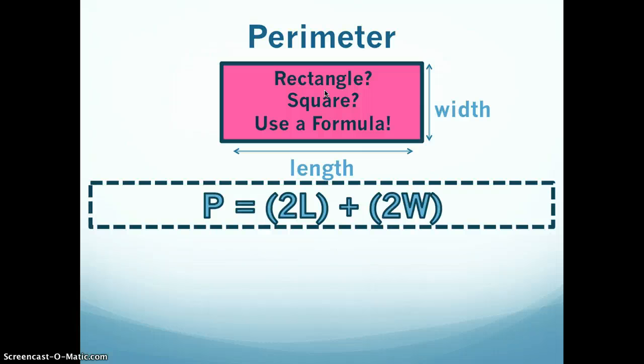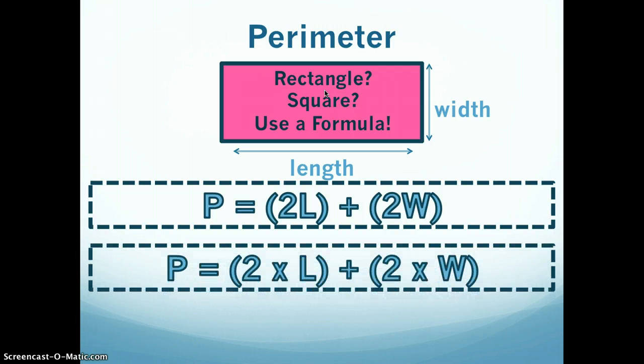Now, if you're faced with a rectangle or a square and you're trying to find the perimeter, you can use a formula. P equals 2L plus 2W, or perimeter equals 2 length plus 2 width. So this is that same formula, just expanded. We know from using our equations that when you have a number next to a variable or a letter, you have to multiply them. So instead of writing 2L, you can write out 2 times L plus, instead of writing 2W, 2 times W.